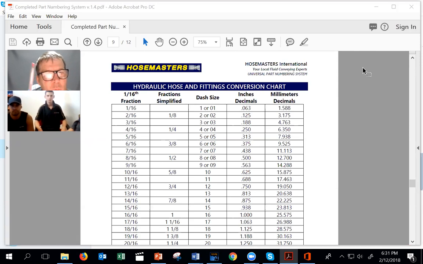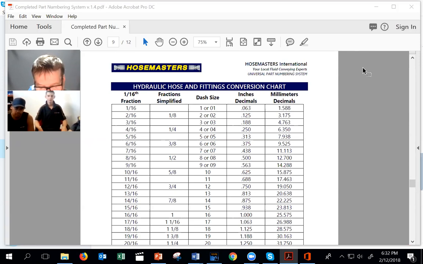Now, it works in a dash size. So you can see 1/8 is dash 2, and it tells you its dash size is in 1/16 of an inch. So no matter which catalog you look at, no matter where you go in hydraulics or fluid conveying, you will always see things measured in 1/16 of an inch, moving to its simplified fraction. So if I said to you 8/16, what's its simplified fraction? 1/2. So that's half an inch, right?